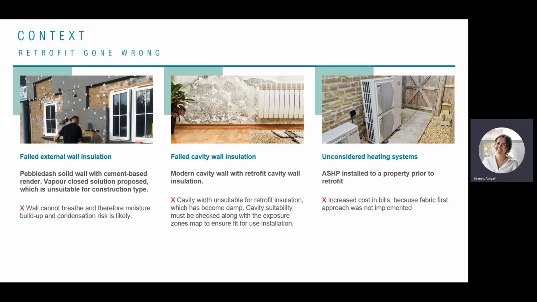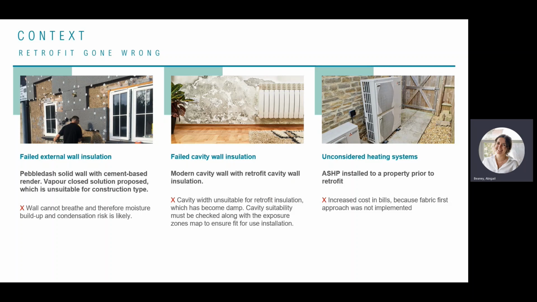The second is a damp problem, which is on a modern cavity wall. So cavity wall insulation has been retrofit. It is very important to know details about the build-up of the walls of your property. In this case, it's likely either the cavity width or the exposure zone wasn't considered enough, and therefore moisture has penetrated the envelope, causing damp on the internal face. So if you have correctly trained installers, this should be prevented.